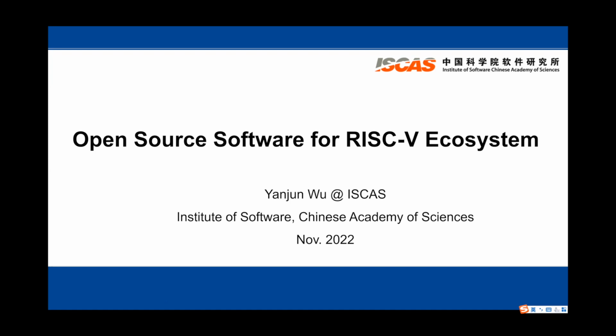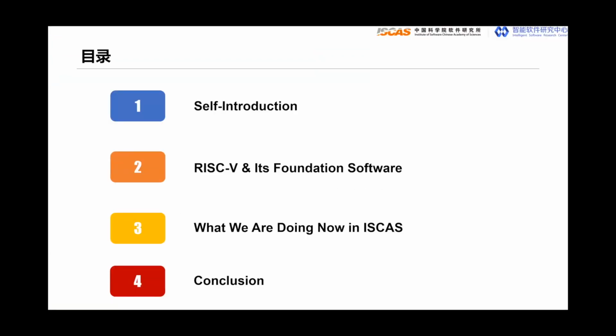So I'm very glad to have the opportunity to give a talk today at OpenCS 2022. My topic is open source software for the RISC-V ecosystem. I'm Yanjun Wu from the Institute of Software, Chinese Academy of Sciences. So here is my agenda.